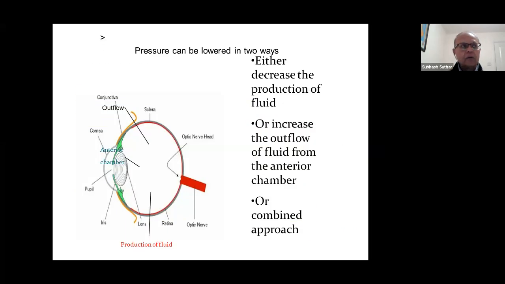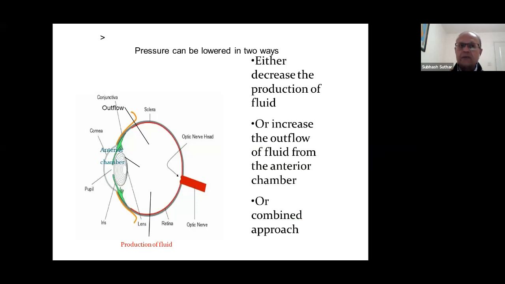Now, what do you mean by pressure? The eye always has a fluid coming in from the ciliary membrane. It gives the wash in the front of the eye. It is a clear liquid which contains oxygen as well as the nutrients to help the eye, as well as it maintains the shape of the eyeball. Now, when it comes in, it has to go out.